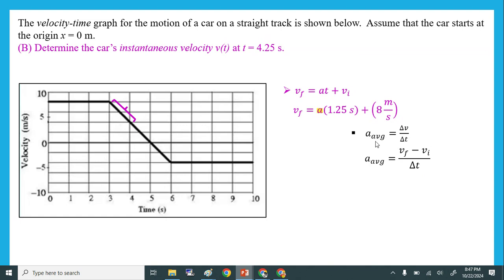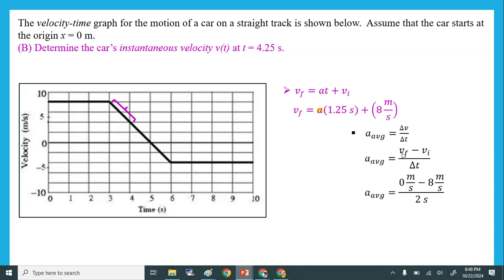To find average acceleration, you would do vf minus vi over change in time. I'm just going to go ahead and go from 3 to 5 seconds. The reason I'm going from 3 to 5 is because at 5 seconds it came to a stop, which makes my final velocity 0, which I think is easier to do. But again, like I said, you can go from 3 to 6 seconds for all I care, and you should get the same negative slope. Try it out if you don't believe me.